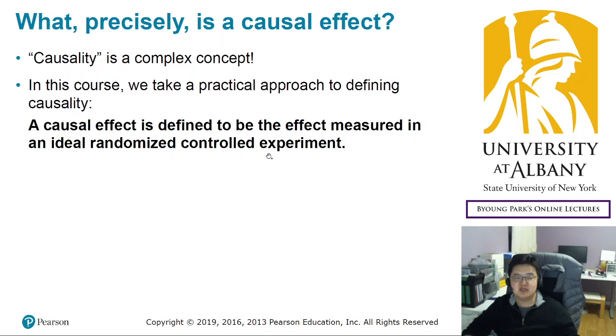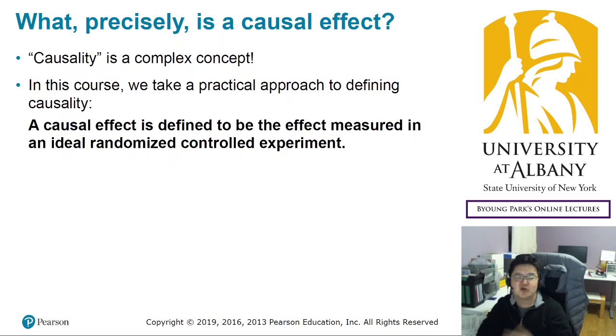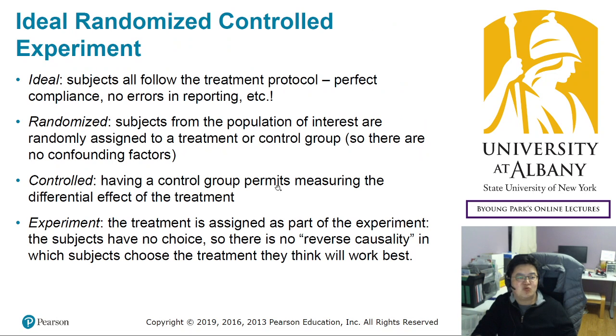A randomized controlled experiment is like the experiments that scientists do in their labs. For example, there are 100 mice here and another 100 mice there, and you give different doses of medicine to those mice and see how long it takes until they die or their disease is cured. If you can control and randomize everything under your control, that's the ideal experiment. Of course, we don't have such a thing in economics. So when I say ideal, it's literally ideal.